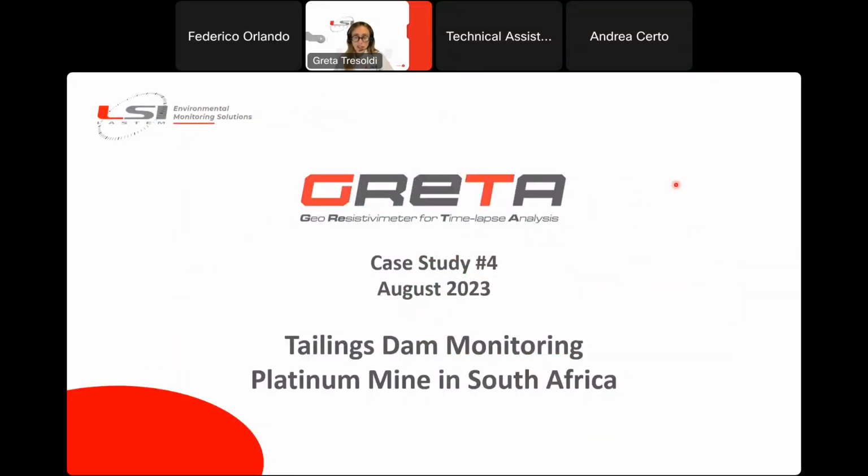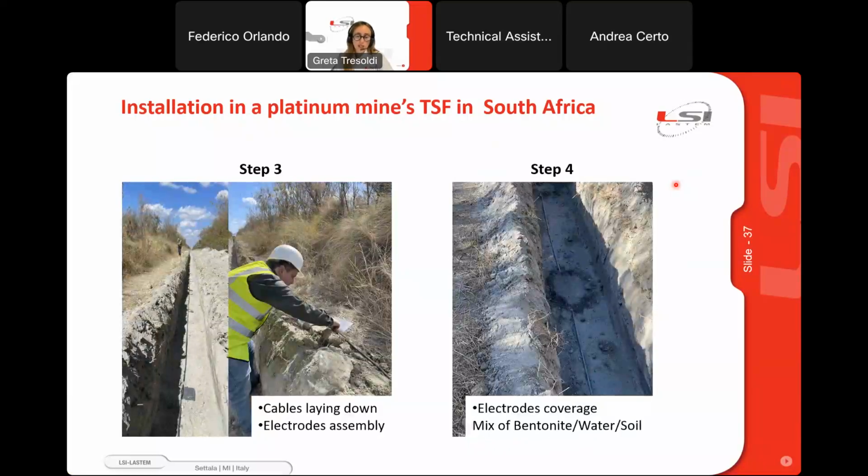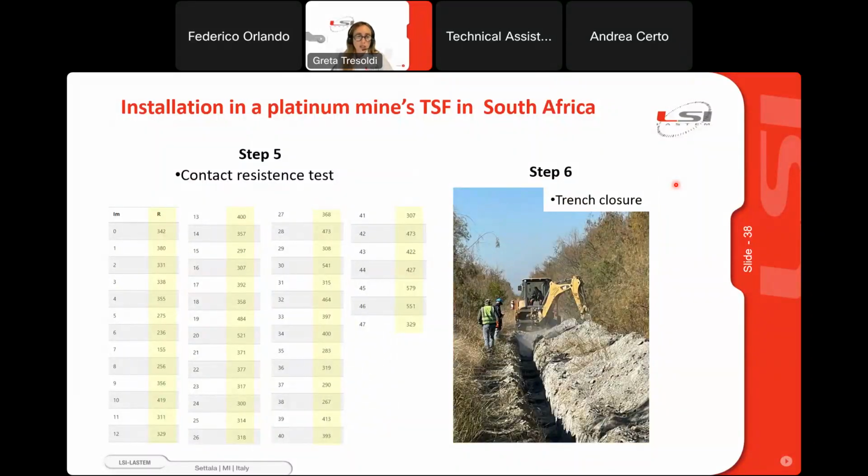Here another case study is a platinum mine in South Africa. In this case, the system was installed on a bench of tailing dams, and also in this case, the objective was analyzing the seepage and also the result during a really dry period, so analyzing the impact of climate change on the site. Here you can see always the same steps, really standard. The contact resistance is a little bit higher here, but good.